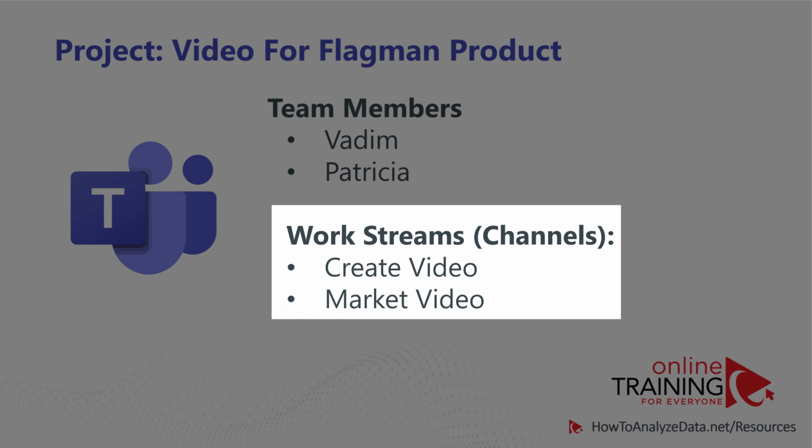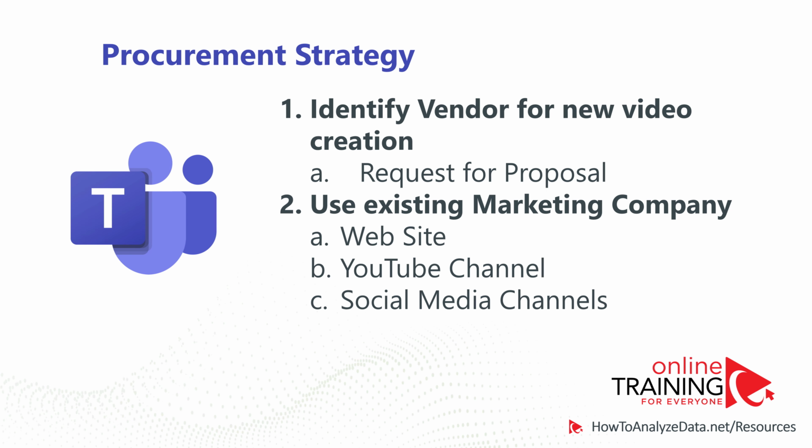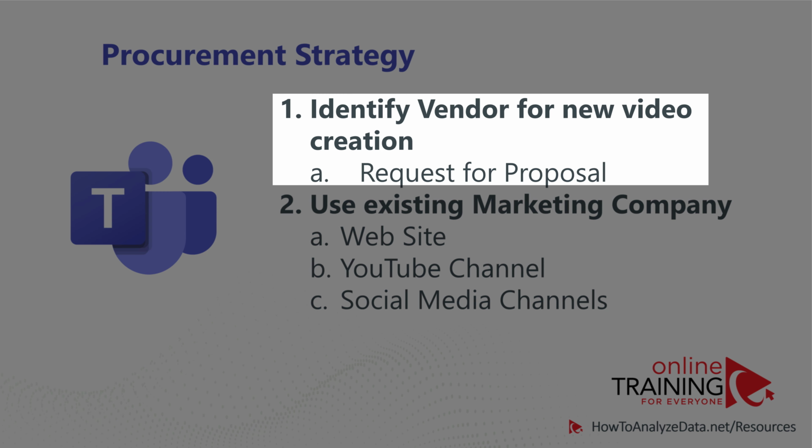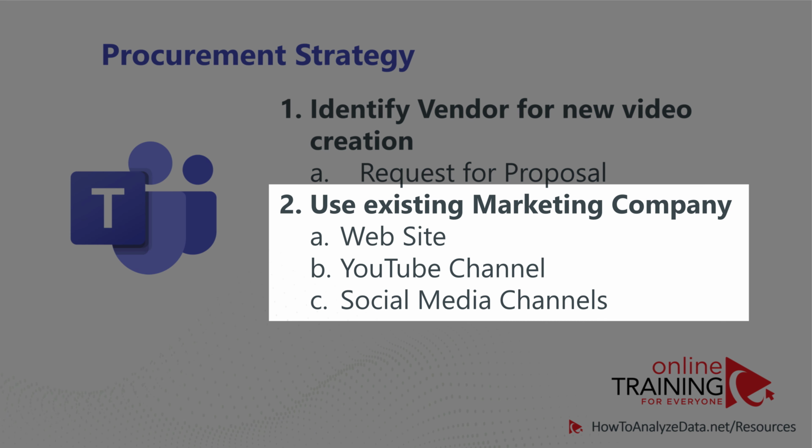We are a manufacturing company, and we do not have any video creation capabilities, as we're trying to focus on the things we do best, which is manufacture products. Based on a recommendation from our boss John, we're using a procurement strategy where we will hire a new vendor to create a new video for us. To do that, we will create a request for proposal. John also suggested that we use our existing relationship with our current marketing company to make updates to the website, upload this video onto the YouTube channel, and publish it on social media.